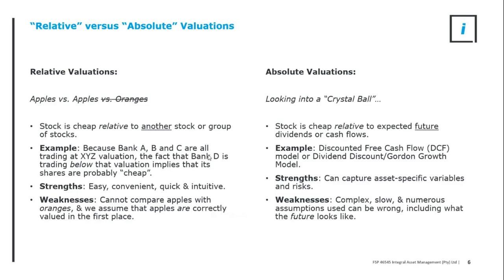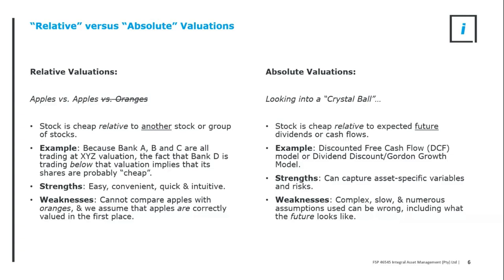What if it isn't that bank D is cheap? It is in fact that bank A, B, and C are expensive. So there are subtleties and shortcomings in this manner. Then we get absolute valuations. And absolute valuations is really looking into a crystal ball.